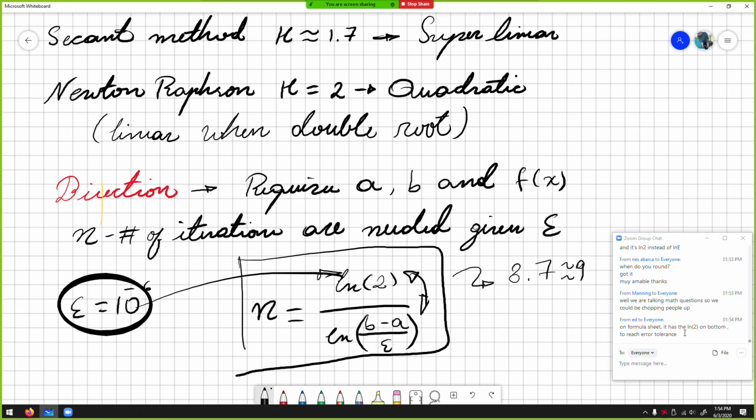On the formula sheet, it has the yellow on the border to reach the error tolerance. Yeah, somebody said that before, I believe. That's why I have this thing, meaning flip it. Yeah, epsilon is your tolerance.